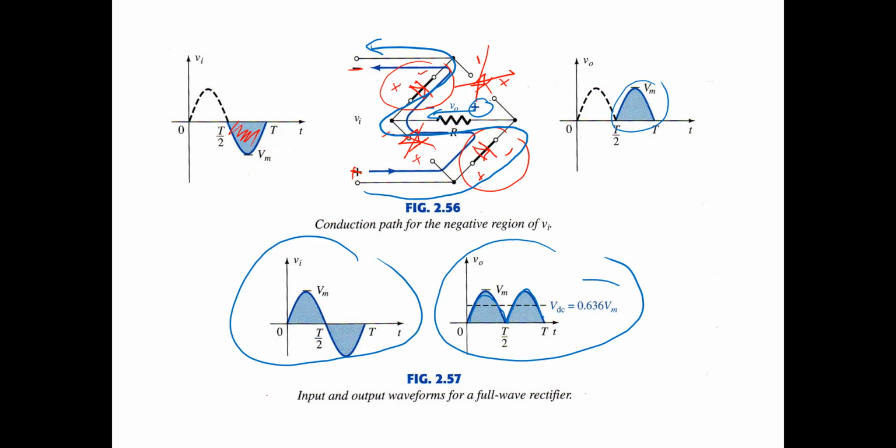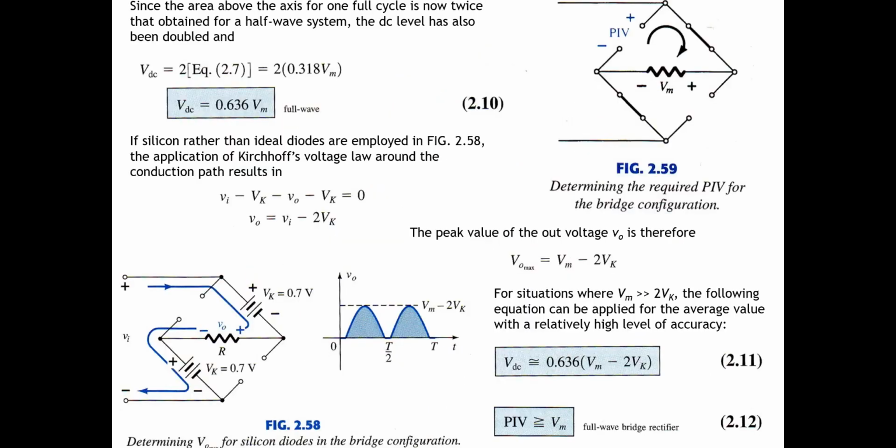And then we can see that the average voltage, the DC voltage, is increased from around 31.8% for the half wave rectifier to 63% in full wave rectification. Okay, so the efficiency is increased by using the full wave rectification. And don't forget, we have to include the knee voltage here if we use a silicon diode. So VO max is Vm minus 2 Vk.